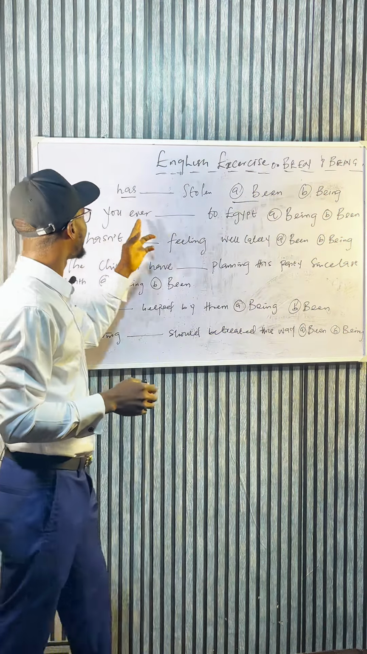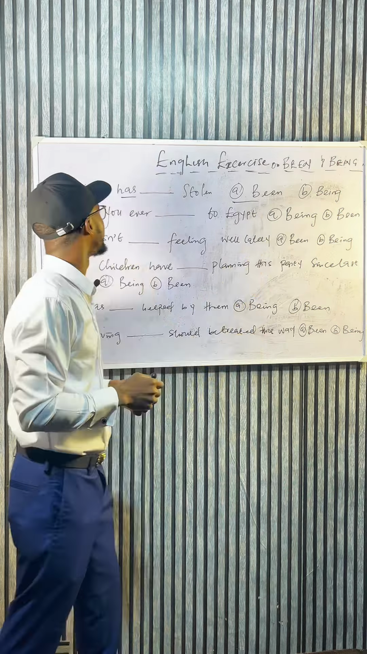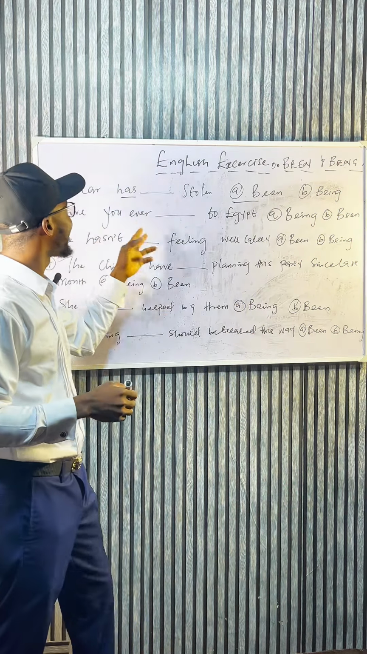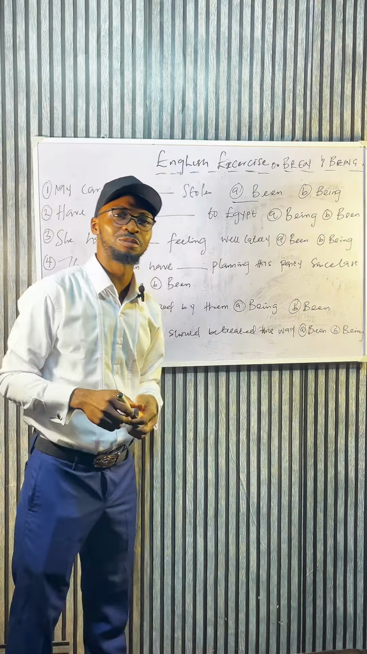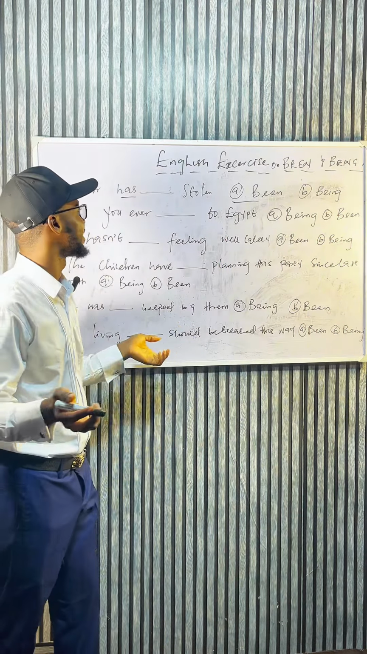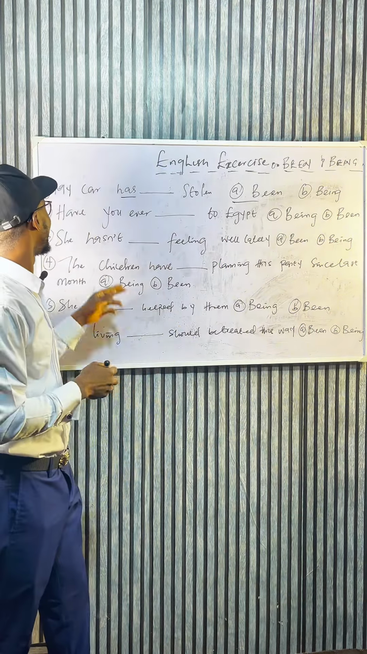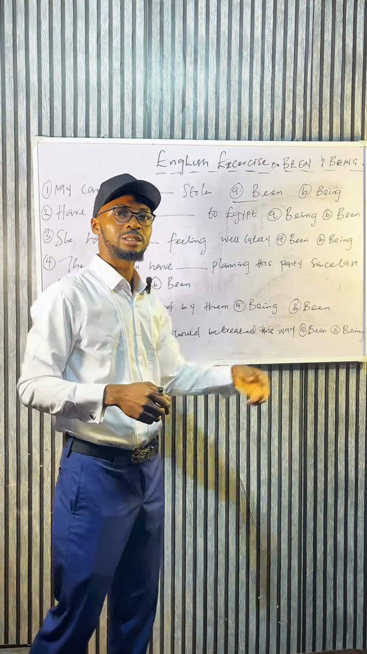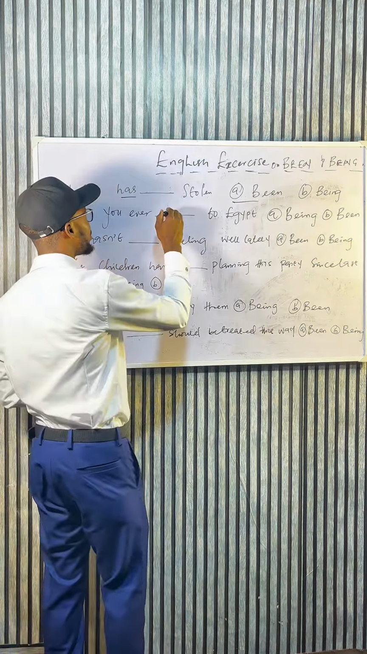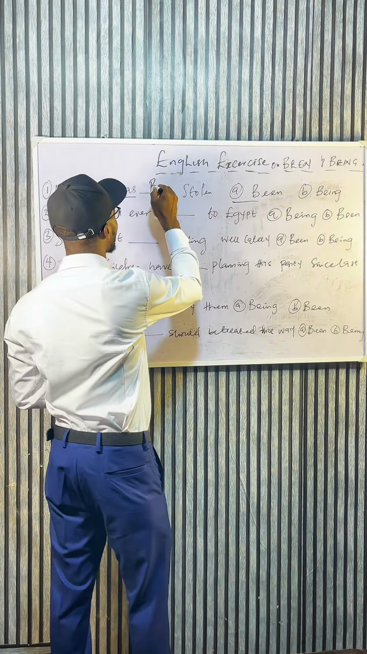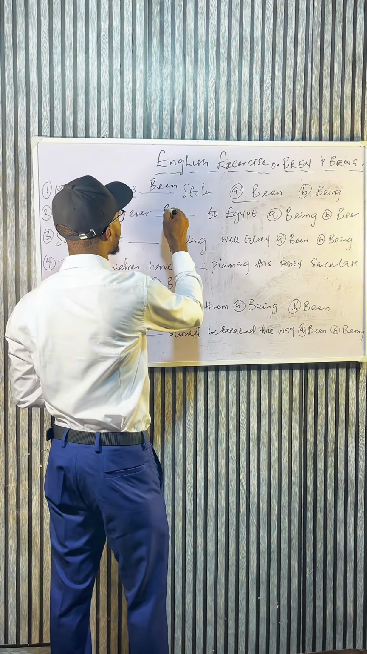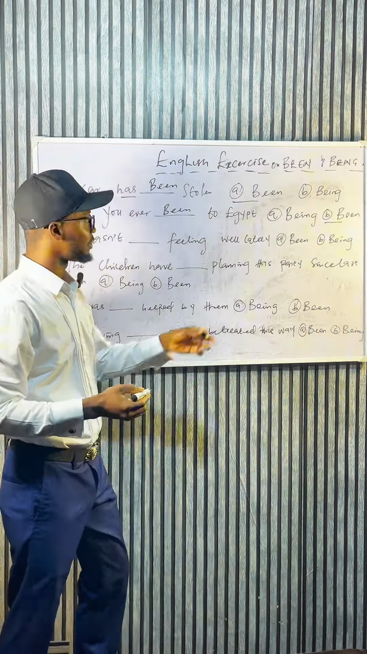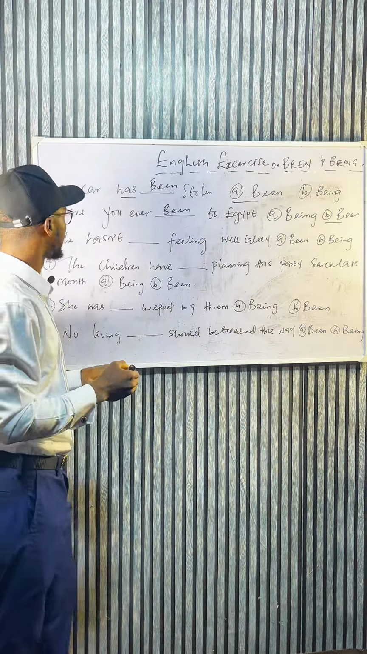Number two: "Have you ever blank to Egypt?" What's the correct answer here? "Have you ever been?" Is that simple? Yeah. "I have never been there." Not "I have not being there", that is not correct.